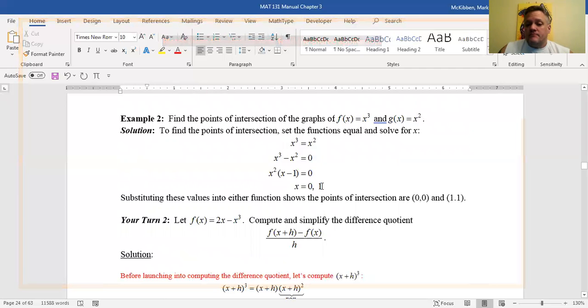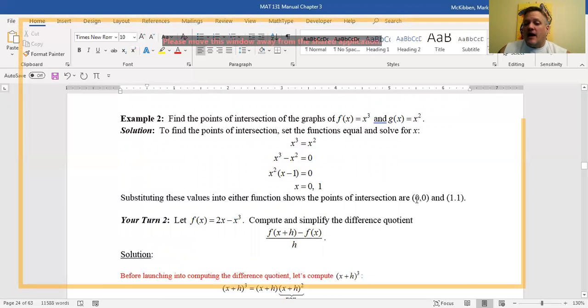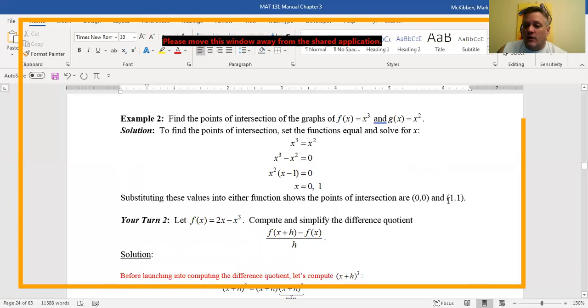All right, so if you plug either of these back into the original functions, you get the actual points of intersection, namely (0, 0) and (1, 1). I'm literally plugging in 0 for x to get 0 each time, and then 1 for x to get 1.